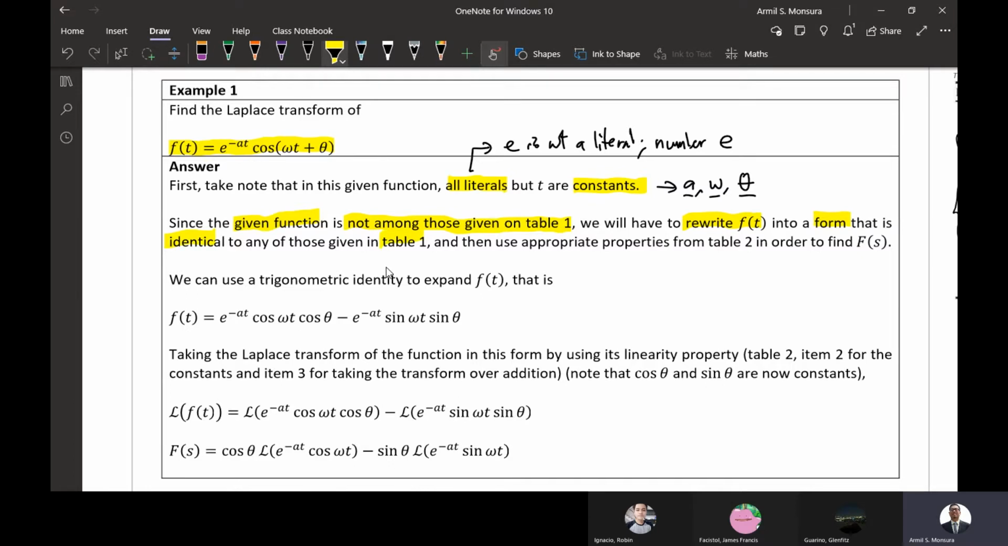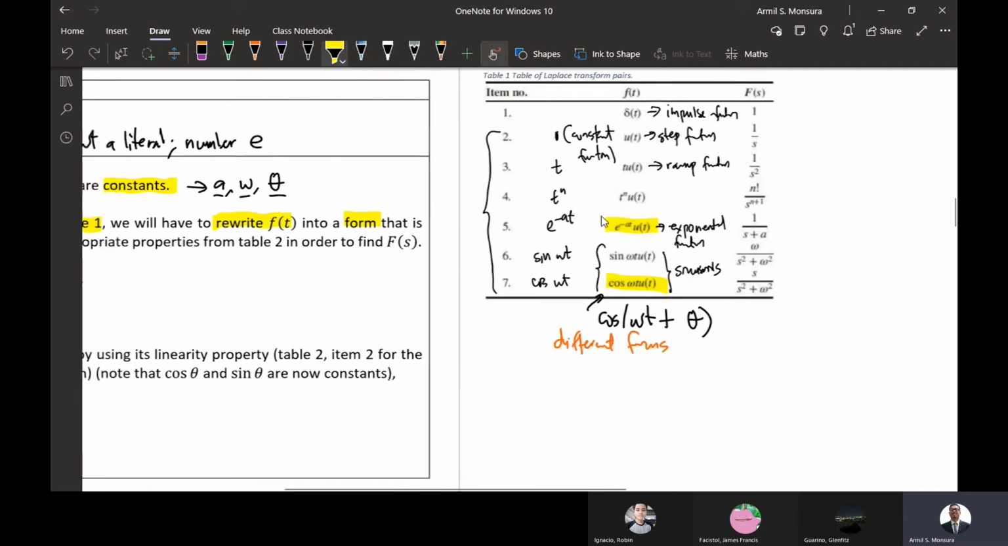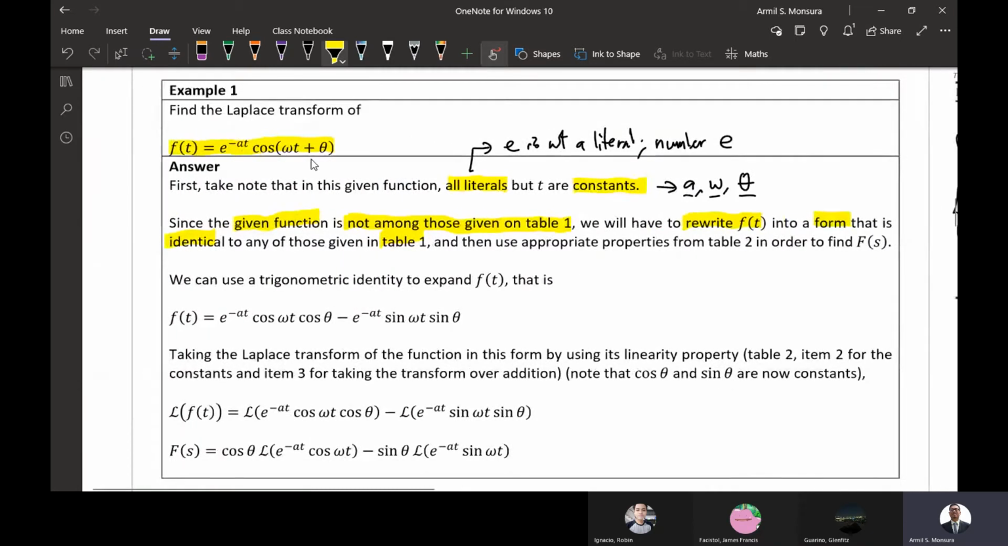Kapag yung function na pinapahanap sa inyo yung Laplace transform, hindi nyo makita yung eksaktong form dun sa table 1, okay, you have to rewrite that function so that you would be able to transform or to re-express that function in terms of any function that is here in table 1. So, paano natin siya gagawin in this case? Okay?